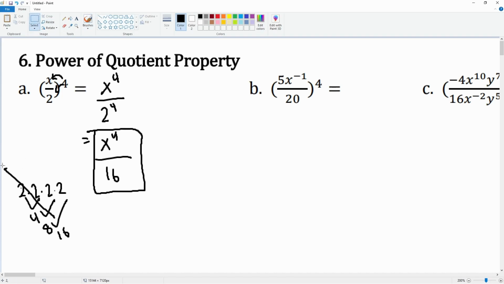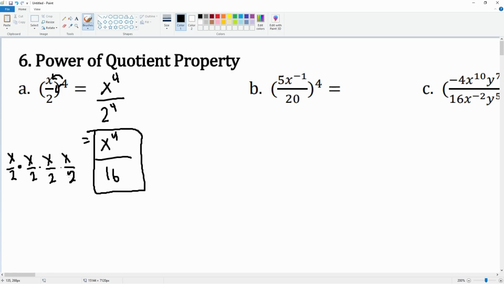Another way to visualize this is to see we have the fraction of x to the 2 times x to the 2 times x to the 2 times x to the 2. That's what to the fourth power means. X times x times x times x is x to the 4. On bottom, 2 times 2 times 2 times 2, which is going to be 16. So that's the visualization of the power of a quotient property.